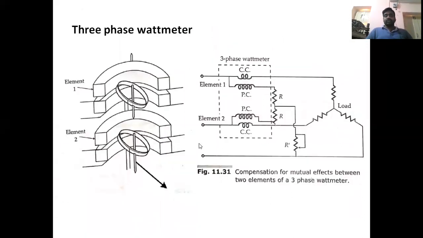Okay, so if we go on to the next concept, that is the three-phase wattmeter. This is a single description of the three-phase wattmeter. First we will go through the construction here. In this concept we have two elements. In the previous discussion we already discussed what is meant by an element. The entire assembly of current coils with respect to the moving coil will be called an element.